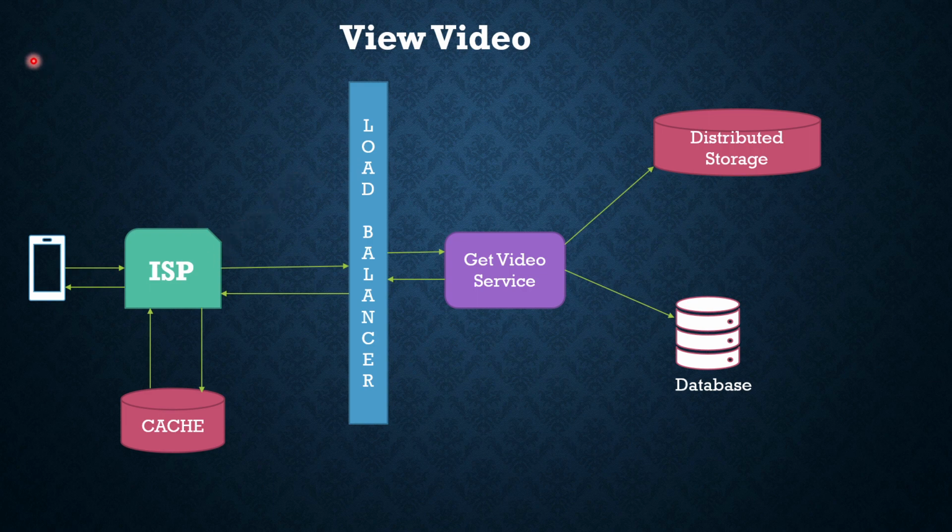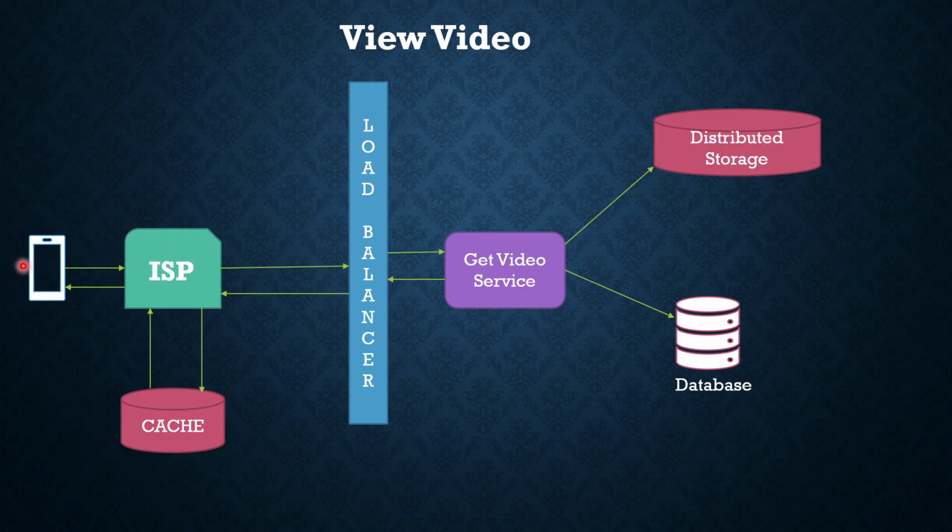So the millions of requests coming from all the users through this ISP to the get video service, everything beyond this point will not be in use, because I will serve the request from here itself. Now suppose I did not find that video in my cache, in that case I will go to the distributed storage.